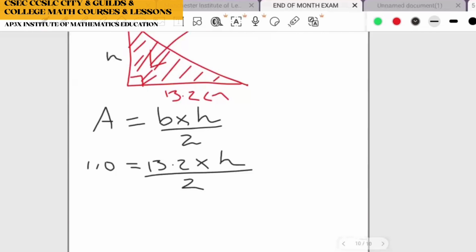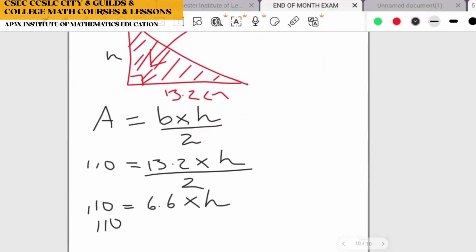So we're going to divide the 13.2 by 2. Can you confirm what's the answer, guys? 6.6. So 110 is equal to 6.6 times h. We divided the 13.2 by 2, so the 2 disappears. So we get 6.6 times h. And then from here now, we just simply do the opposite of the operation that is on the right. The 6.6 is multiplying the h, and so we know that the opposite of multiplication is to divide. So then our answer is going to be 110 divided by 6.6. And that will produce the result of h, which is the height.